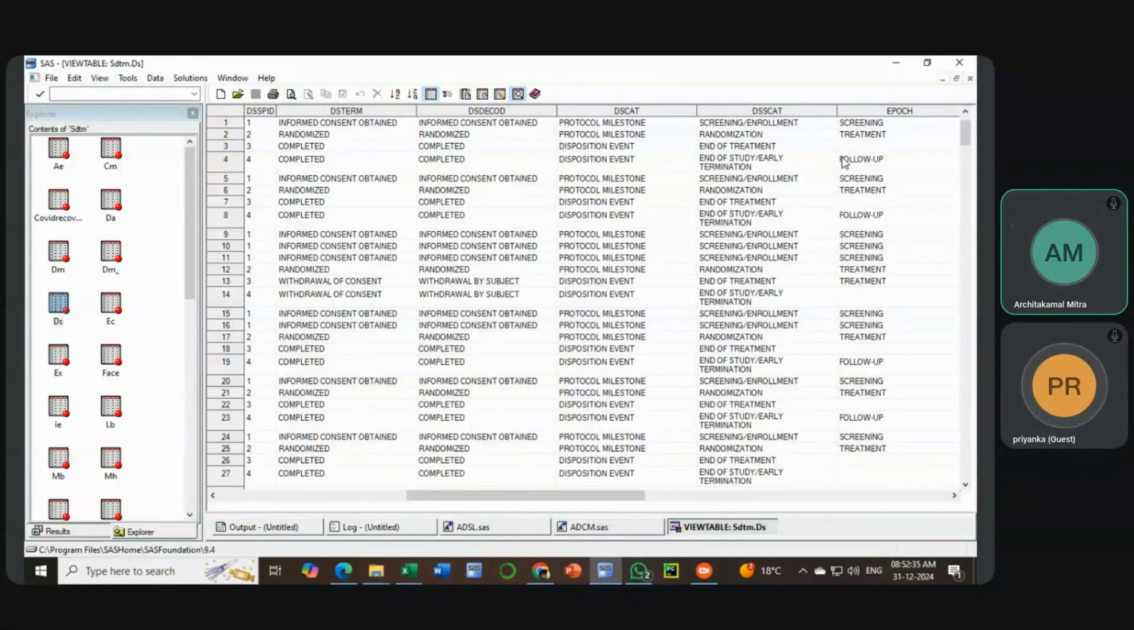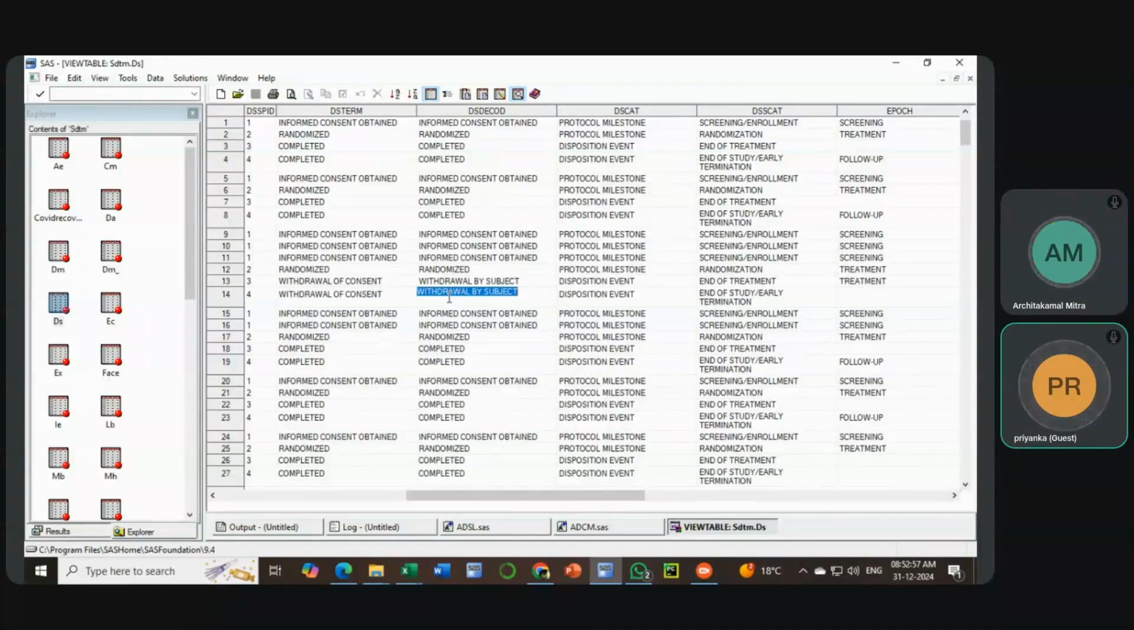Here we have the CM domain like this. So end of study early termination. That's why this data which is here is not completely perfect. That's what I was saying. End of study early termination, if you see, this is blank. But before that there is a withdrawal by subject.